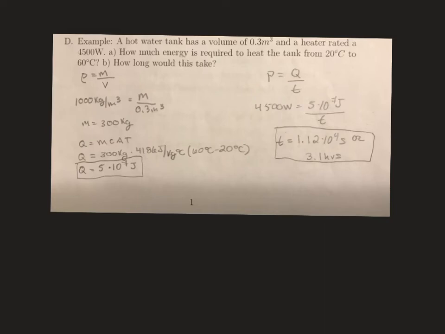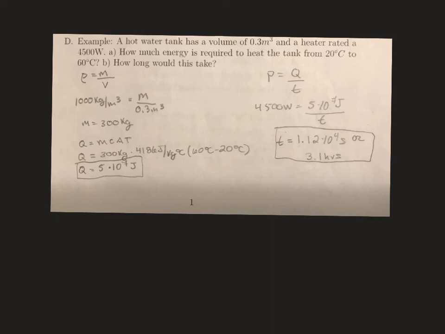Power is equal to the change in energy per time. Earlier in the semester, we had the change in energy be work because we were dealing with mechanical energy. Now we're dealing with the change in thermal energy, which is heat. So we can say power equals heat divided by time. So I have the power provided in the problem. I have the heat that we calculated in part A, and I can solve for time.